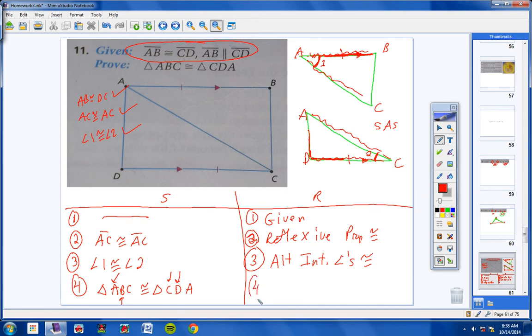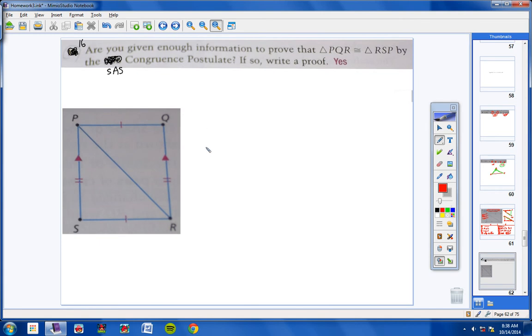So what reason would I put here? Did we use side, side, side, or side, angle, side? Which reason? Well, we used side, angle, side, okay? All right, very good. Moving on to number 16, another proof. All right, here we go. Yes, we are given enough information, so let's do a proof here, okay?